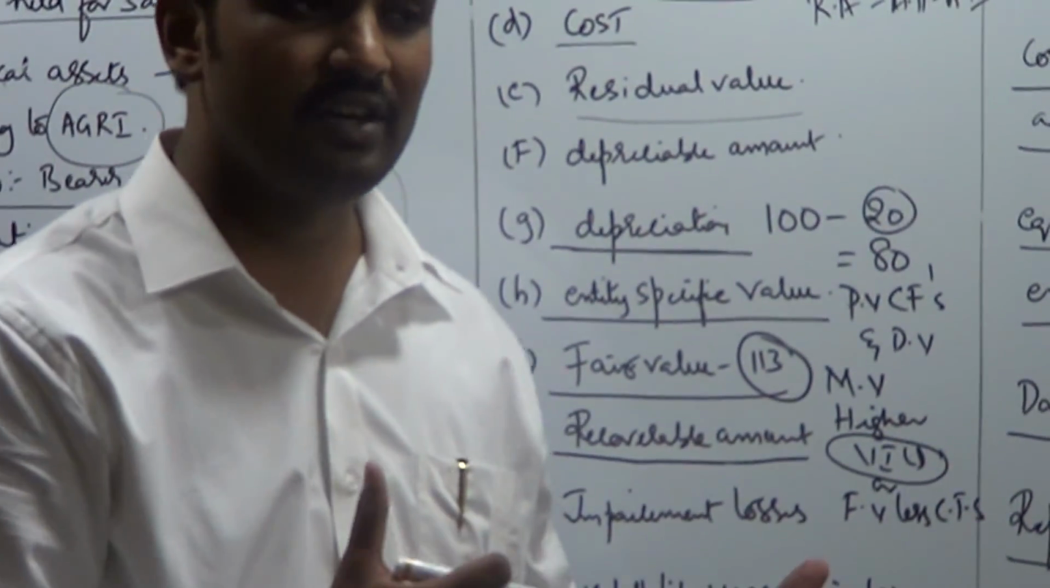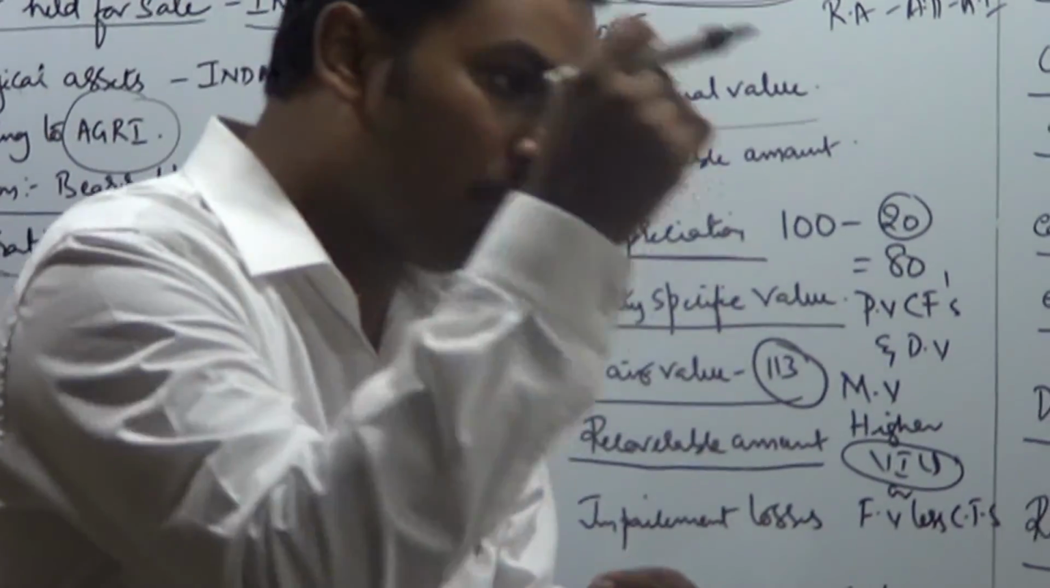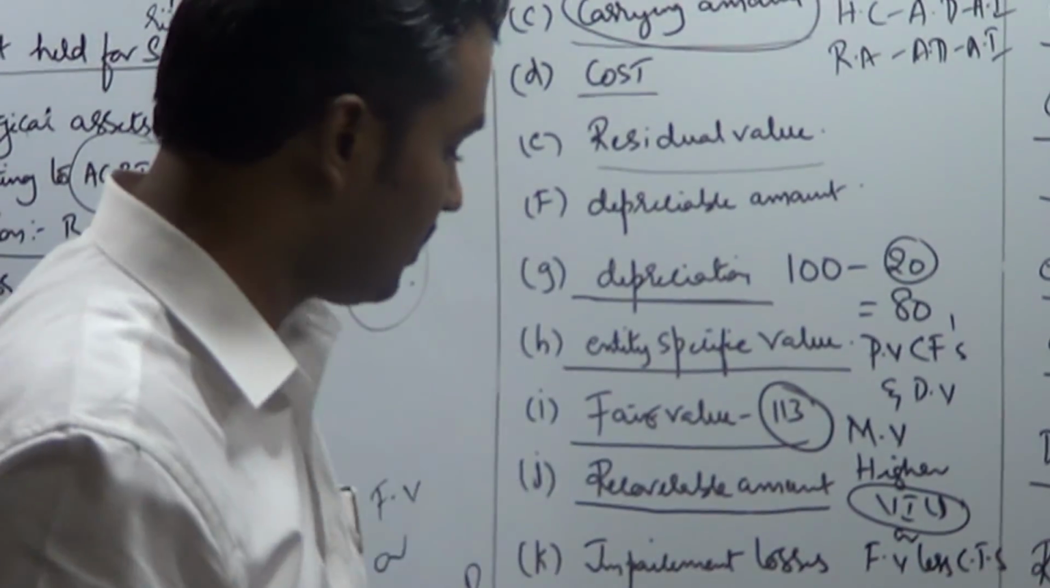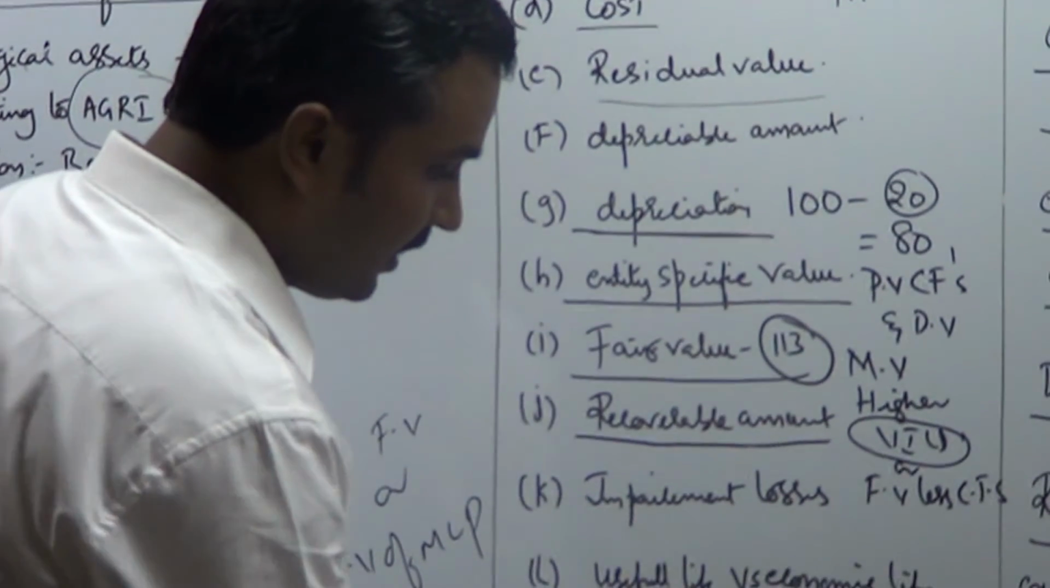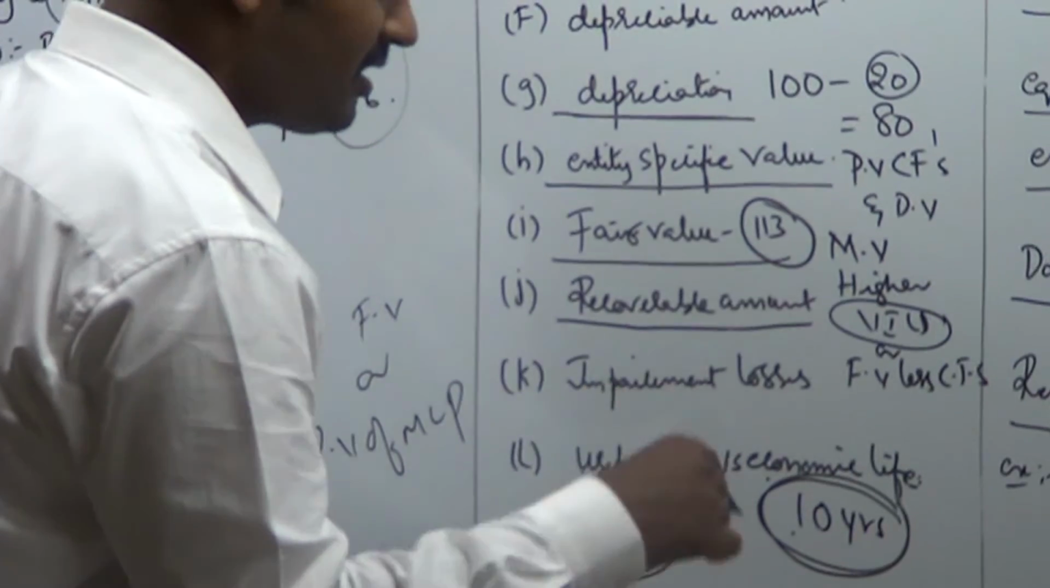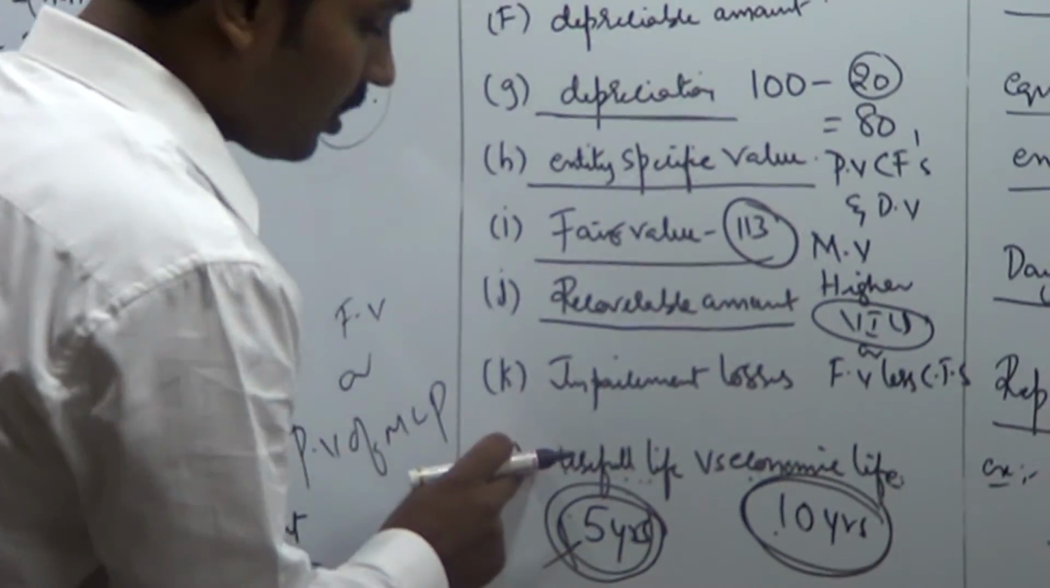Economic life is a total life. Useful life is, out of the economic life, for how many years the entity is going to use it. That is called useful life. So for the aircraft company, even if the total life of the aircraft is 10 years, they have a policy of using it only for 5 years and then selling it. So this 5 years is called useful life.